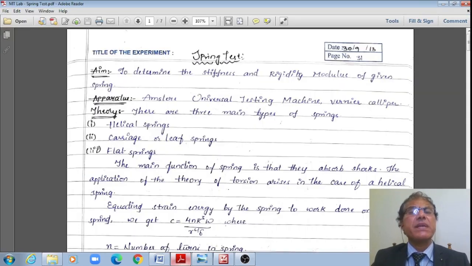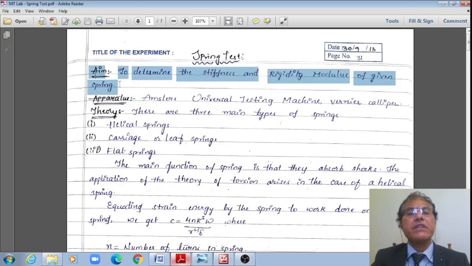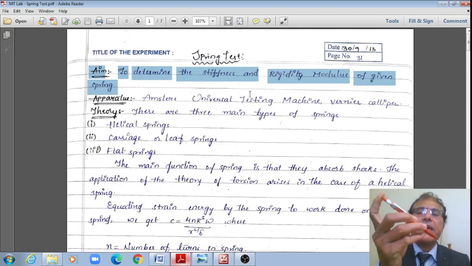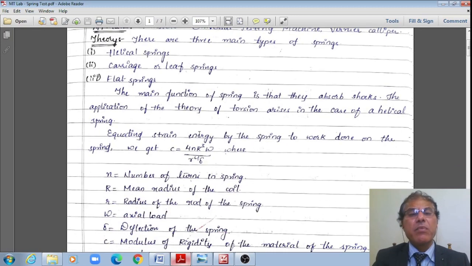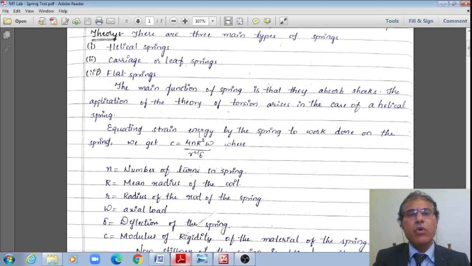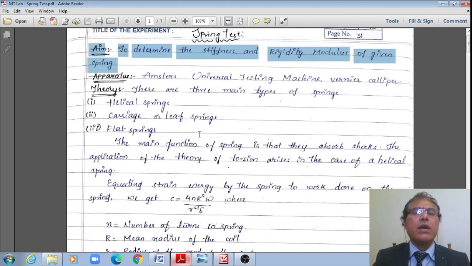This is a spring test. The aim is to determine the stiffness and rigidity modulus of the given spring. However, before I go for the actual discussion, where will we encounter springs? Even if I take a pen or pencil, we will generally have springs within it. Or even if I take a motor vehicle, a two-wheeler, there will be shock absorbers. They are examples of these springs.